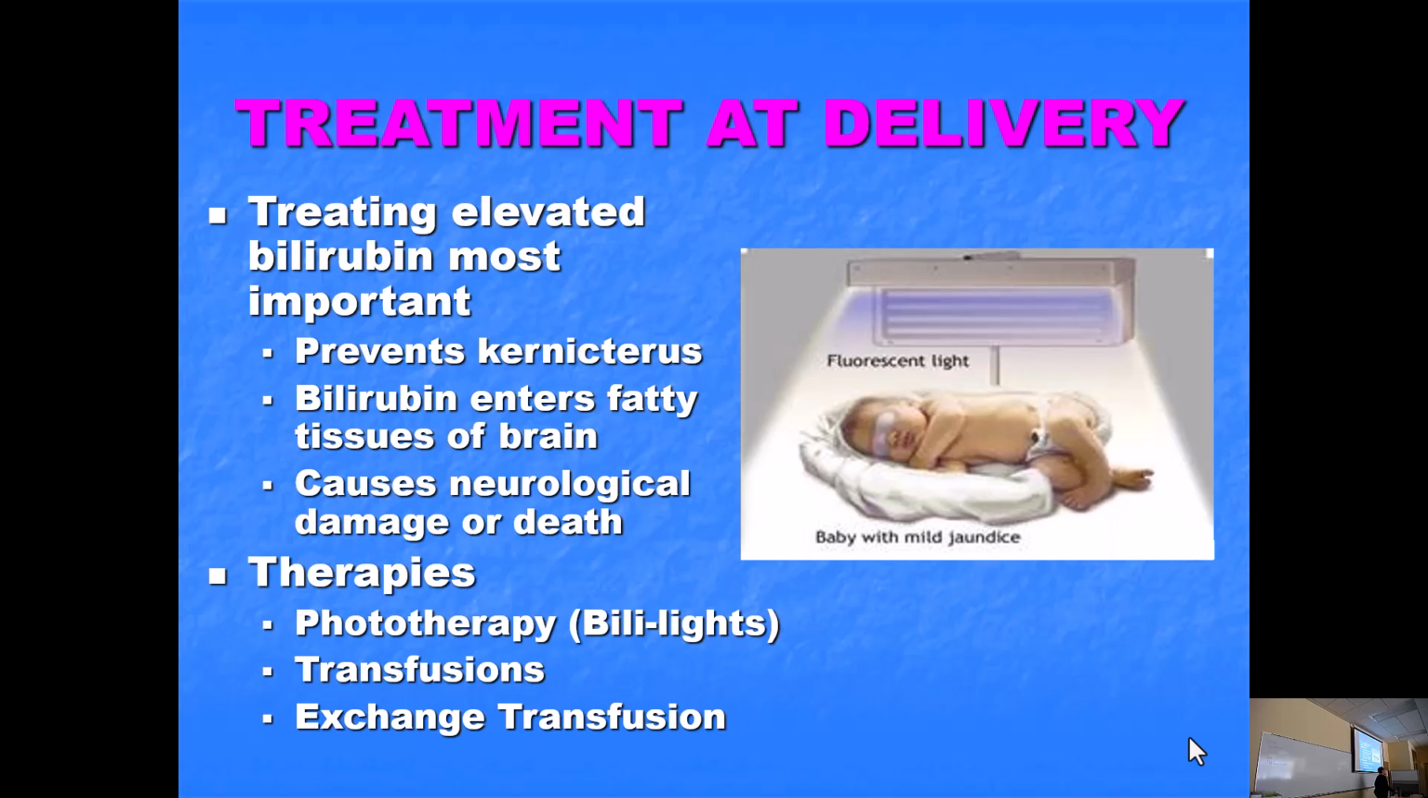So treatment at delivery, what do we do about this? We want to treat that elevated bilirubin because we want to prevent that kernicterus. That kernicterus is going to cause brain plaques, and as I said, it's going to cause slow mental brain development. We don't want that. What happens with kernicterus is bilirubin enters the fatty tissues of the brain and causes neurological damage or death. So phototherapy is going to be one of our most common treatments.